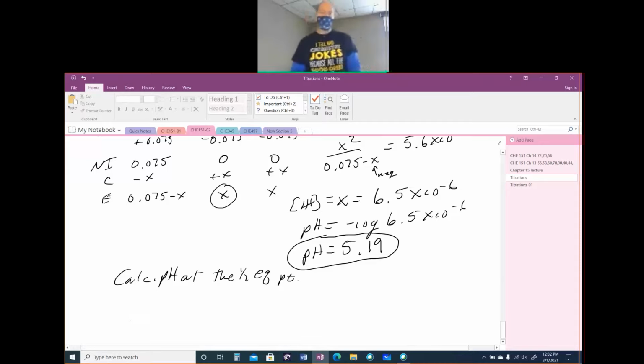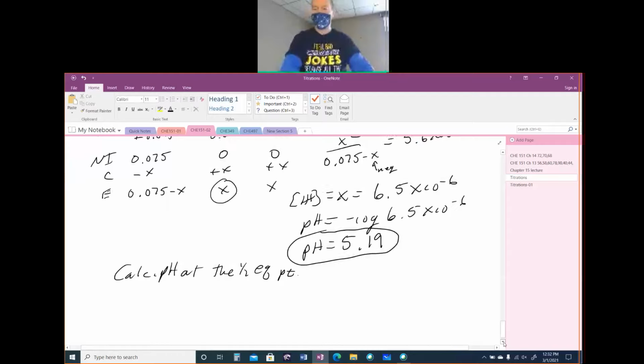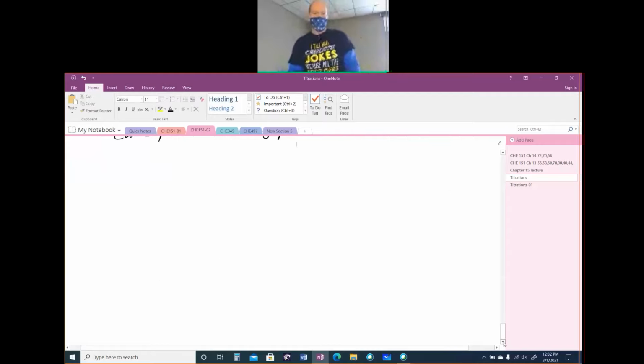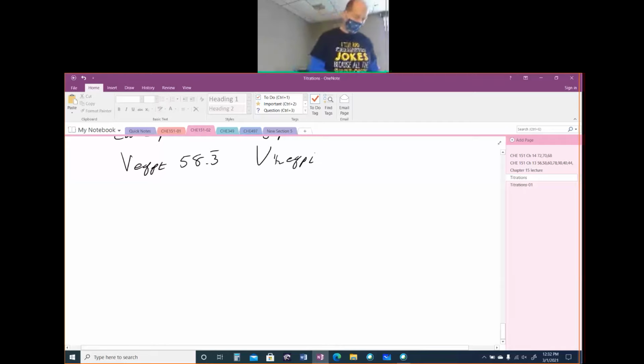All right, well, this one is going to be very simple. We will work this one out in great detail, and then this is the easiest question on the exam. All right, so if your volume at the equivalence point was 58.3 repeating, then the volume at the half equivalence point is exactly half of that. So you take your 58.3 repeating and divide by 2, and you get a 29.16 repeating.